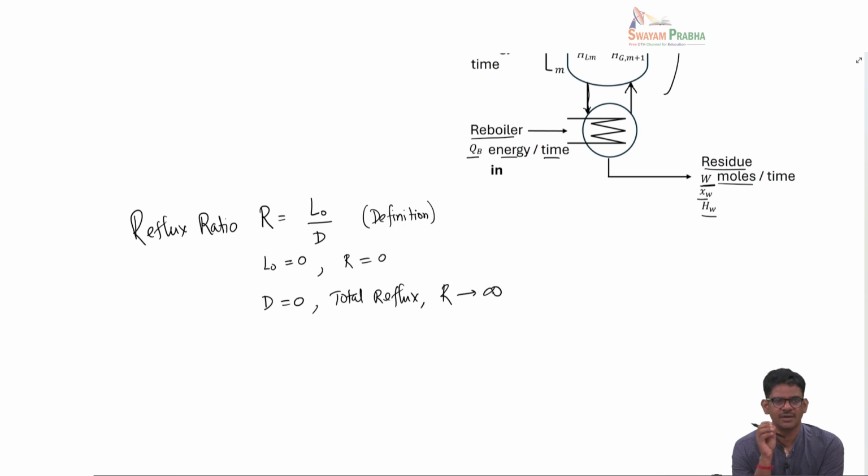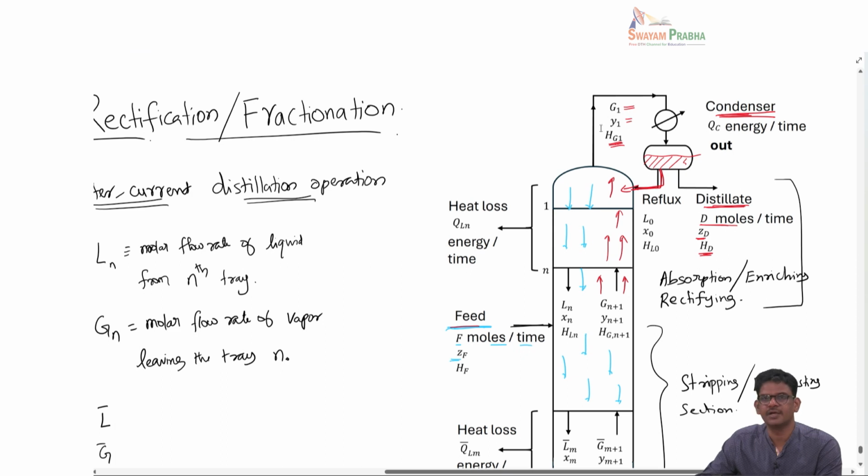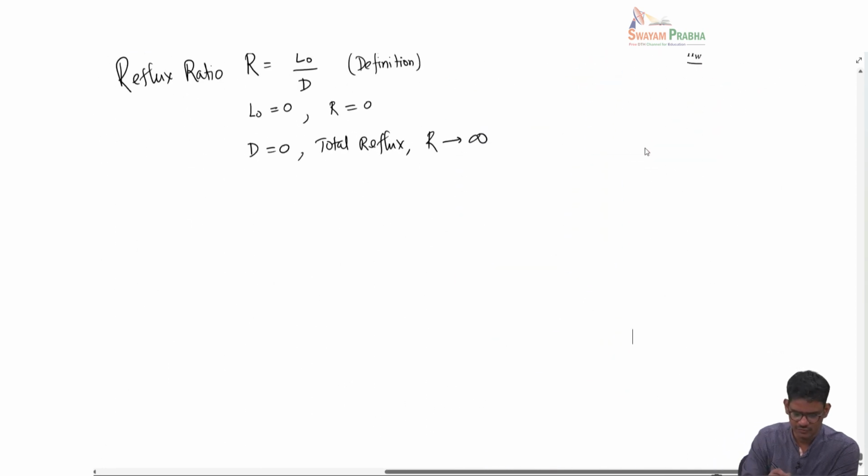Operationally, it means what portion of the condensate we are sending back to the column as a reflux and how much we are drawing out as a product distillate. So let's consider this particular condenser section and then write a mass balance. So what is coming into the condenser is G1 moles per time. So let's do a material balance on the condenser.